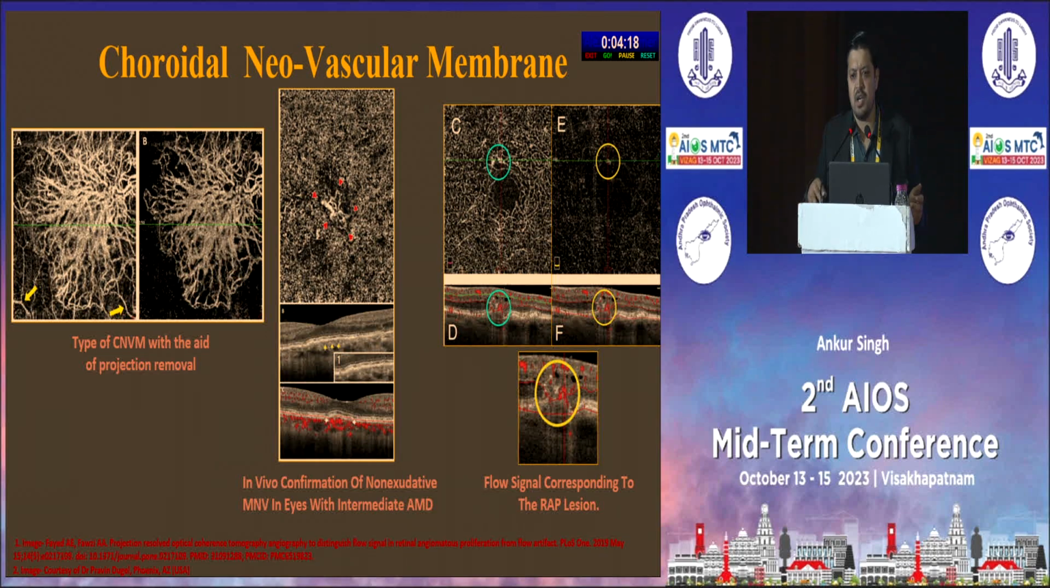OCT angio can clearly demarcate, delineate, and detect all types of CNVM. At the same time, it can identify subclinical CNVM, which are difficult to see on FFA because they don't leak. At the same time, if you see vessel abnormalities in different layers of the retina and you see a flow connecting all those 3, it's a lesion of a RAP.